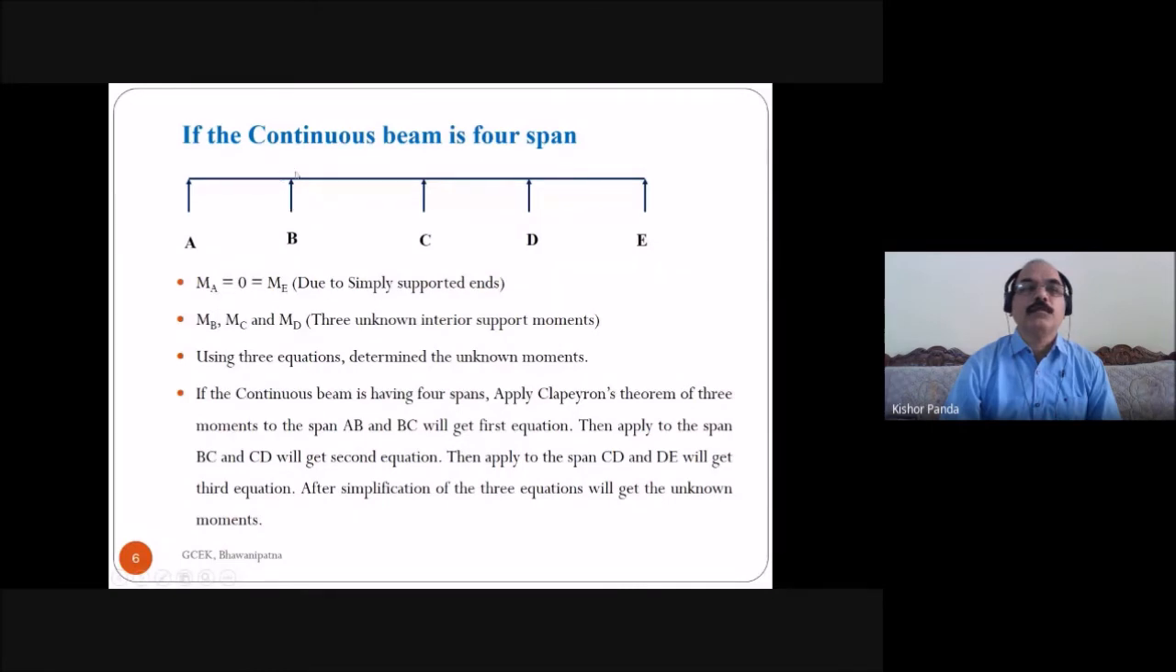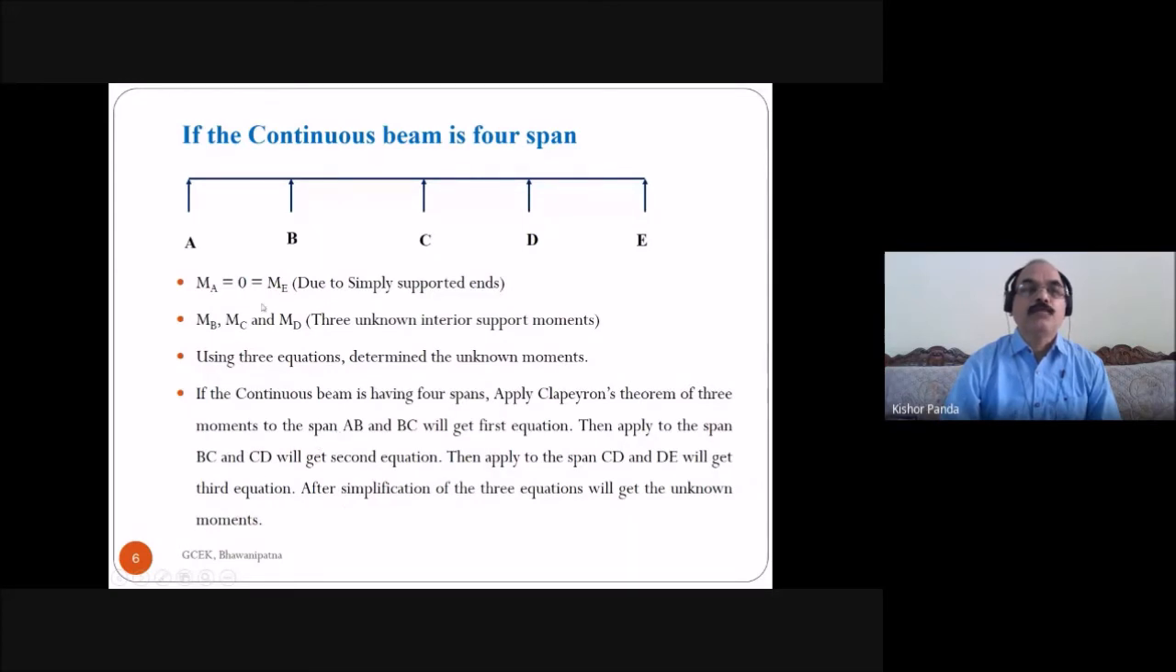What is the moment at B, MB? What is the moment at C, MC? What is the moment at D, MD? So these three moments, MB, MC and MD, are unknown. In this case you require three equations, because there are three unknowns. After solving these three equations, you will find out the unknown interior support moments, MB, MC and MD.